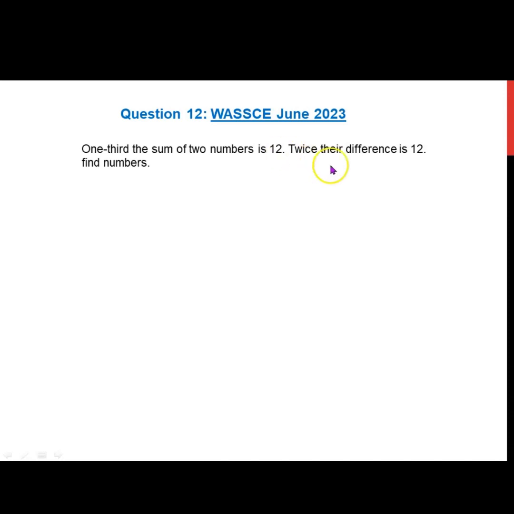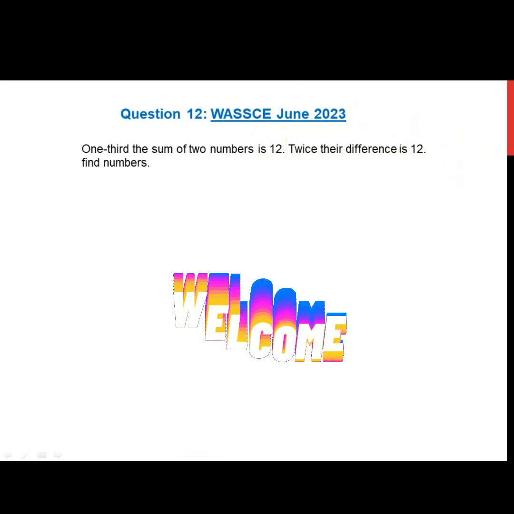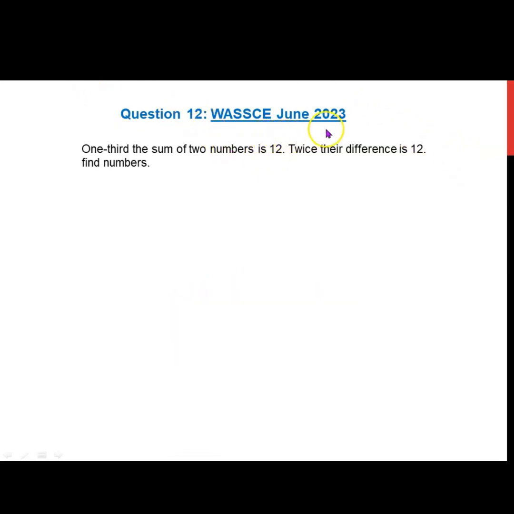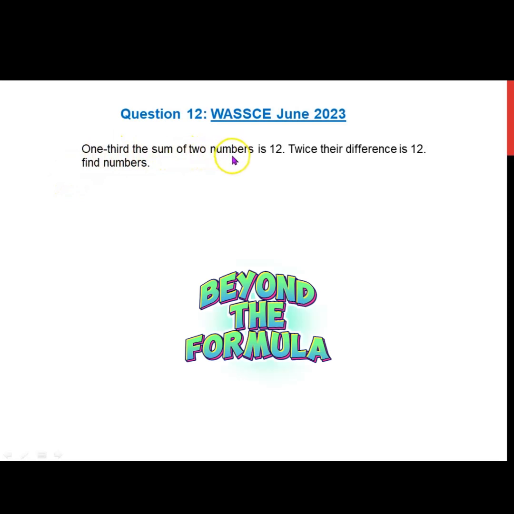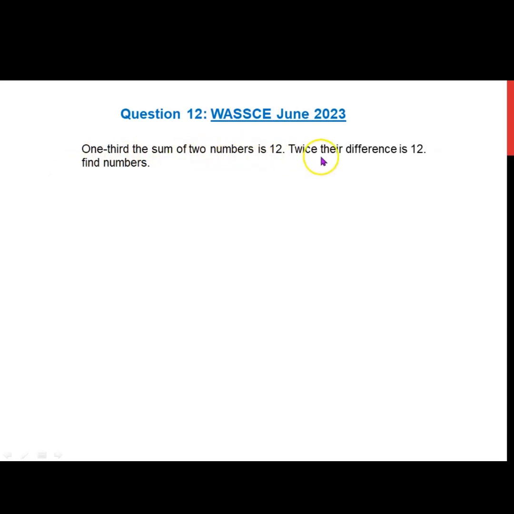Let's see how we can solve this past question. Here is question 12, June 2023 past question. The question says, one third the sum of two numbers is 12. Twice their difference is 12. Find the numbers.